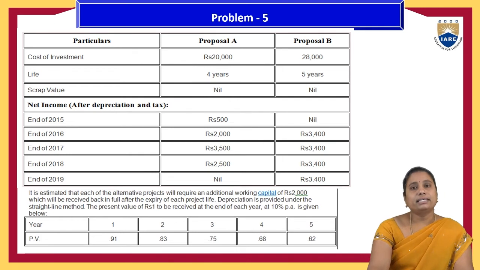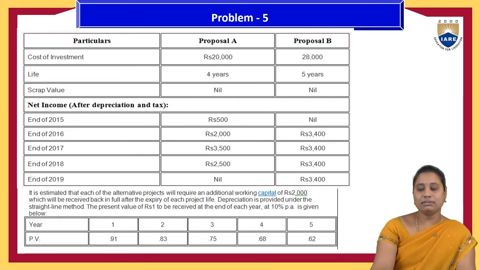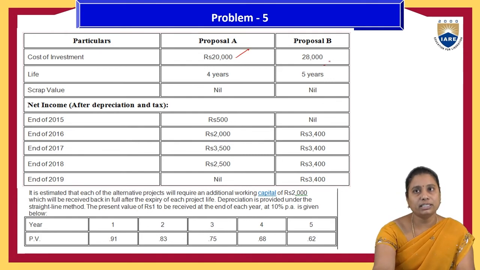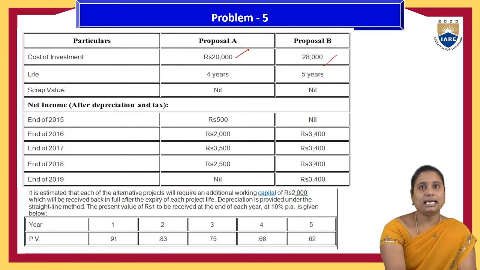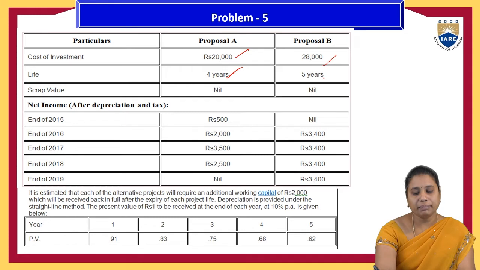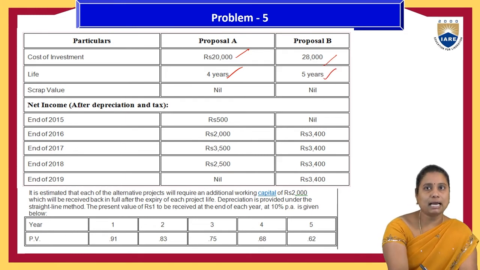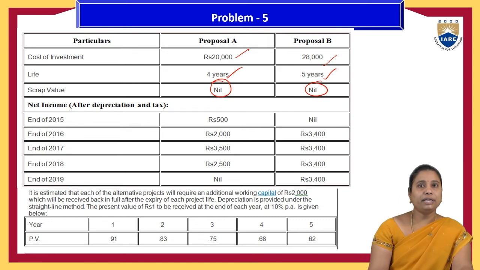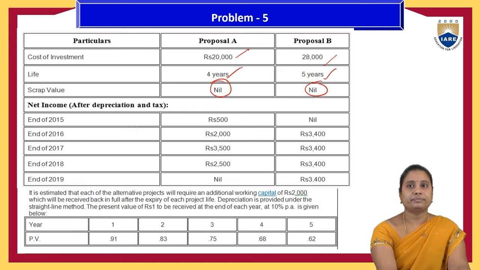In the same way, the next type of problem they have given to us is that the cost of investment for proposal A is 20,000 and for proposal B is 28,000, whereas the life of machinery A is 4 years and the life of machinery B is 5 years. And the scrap value is nil. If they give a scrap value, then we will add it to the cash inflows. And at the end of 2015, 500 is the cash inflow.